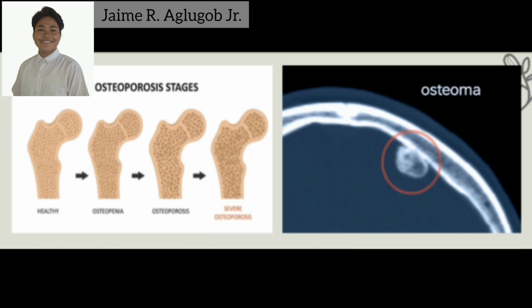You can see in the picture the osteoporosis stages, where you can see here the healthy bones, then the bones that have osteopenia. Then if osteopenia is left untreated, it becomes osteoporosis. And when osteoporosis is left untreated again, if neglected, it becomes severe osteoporosis. Here on the next picture, you can see an X-ray or MRI view of an osteoma. A lump was seen on a person's head, and that lump is what we call an osteoma, which is a benign tumor.